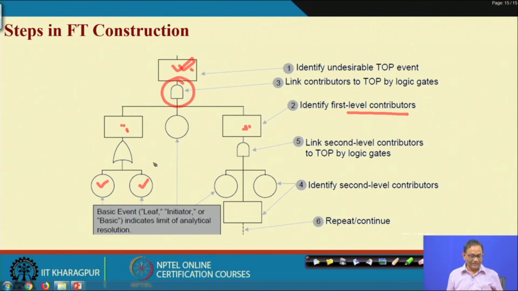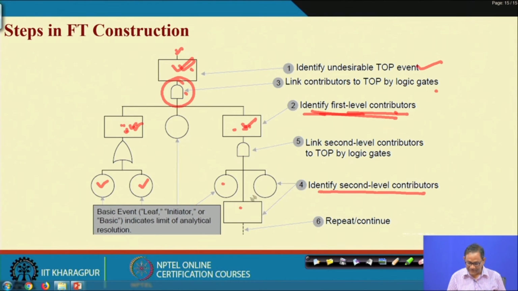So, what are the steps? Step 1, identify the undesirable top event. Step 2, identify the first level contributors. Step 3, link contributors to the top by logic gates. Once you have this, you know the proper logic, so put an AND gate, OR gate, or whatever other gate is applicable. Then step 4, identify the second level contributors, after the first level contributors.